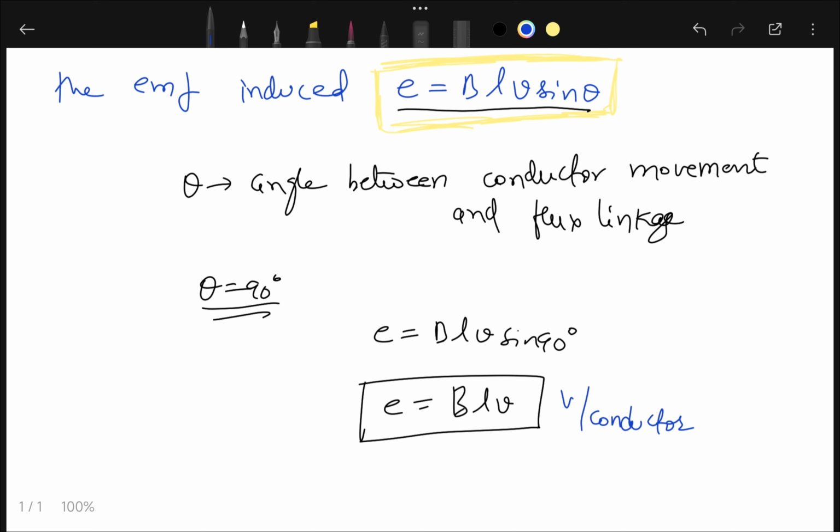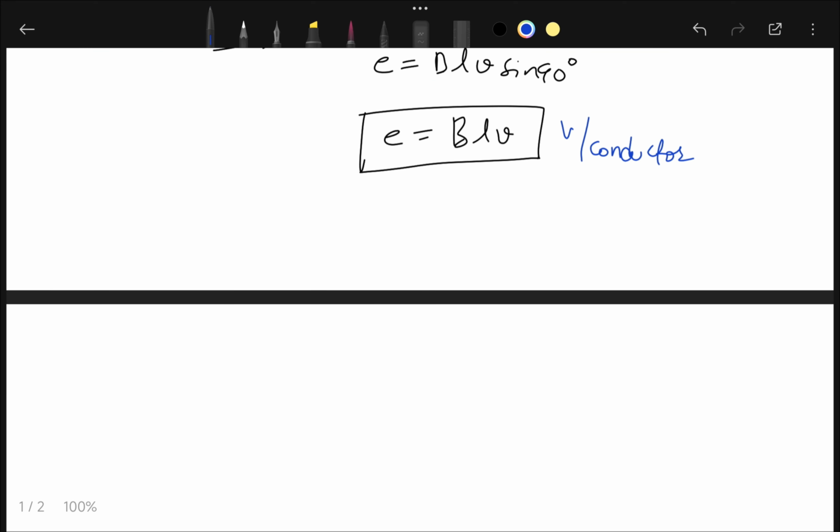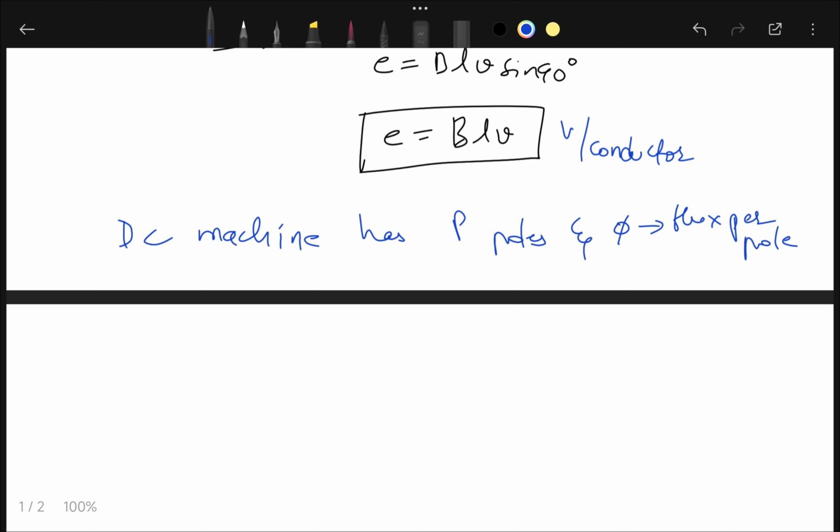Now I will assume that the DC machine has P number of poles, and in these P poles, let us say the flux developed per pole is phi. So phi indicates flux per pole. Therefore, what is the magnetic field density B? B is given by total flux per area.